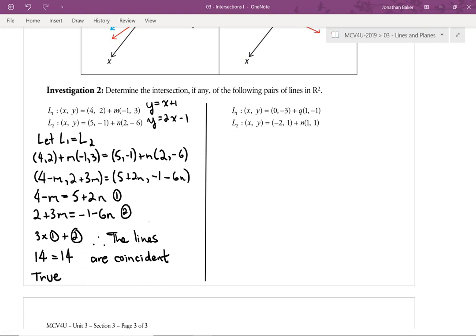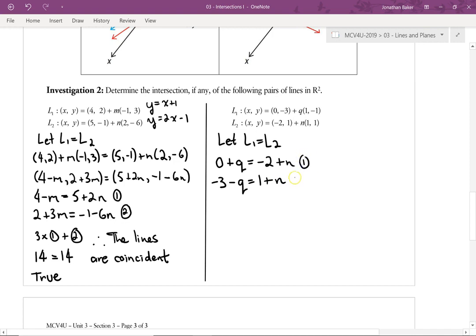So here, what I'm going to do is kind of skip some of these steps. We'll first of all say let L1 equal L2. But next, what we'll do is just set up our parametric equations and equate the lines in the same step. So we know that 0 plus q, that's our x value for line 1. That's going to have to equal the x value from line 2, right? So that's going to be minus 2 plus n. And then we're going to have y values that we want to equate, right? So negative 3 minus q is equal to 1 plus n.